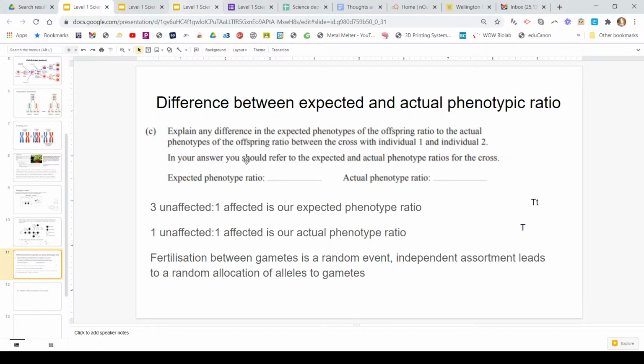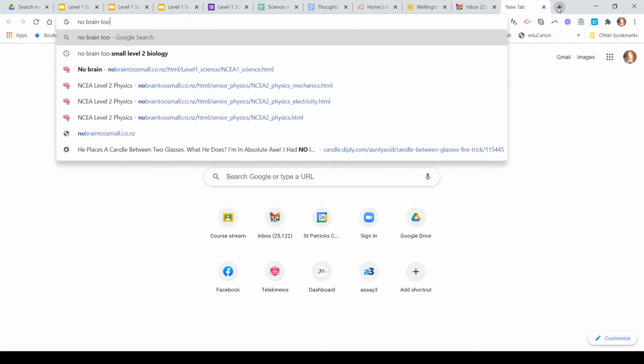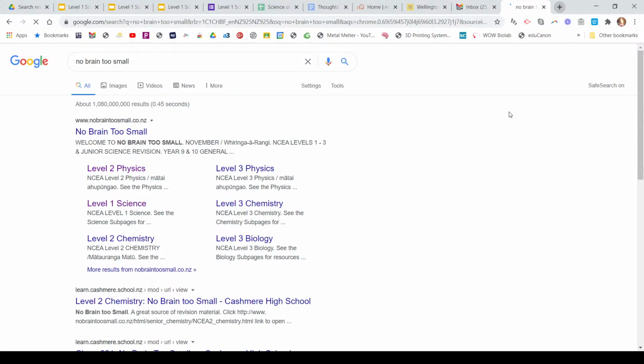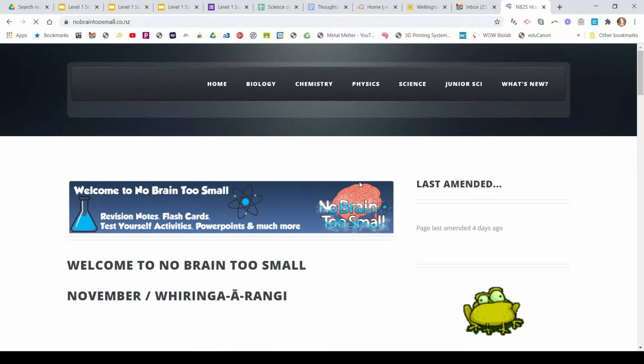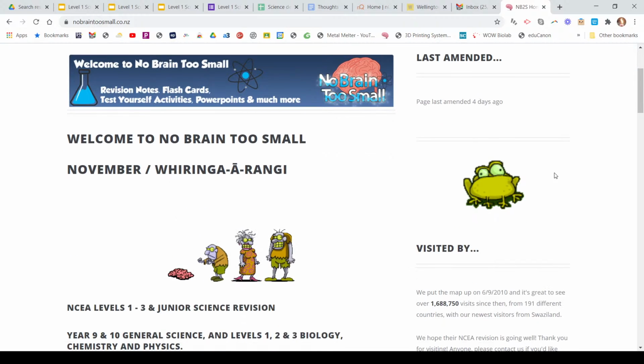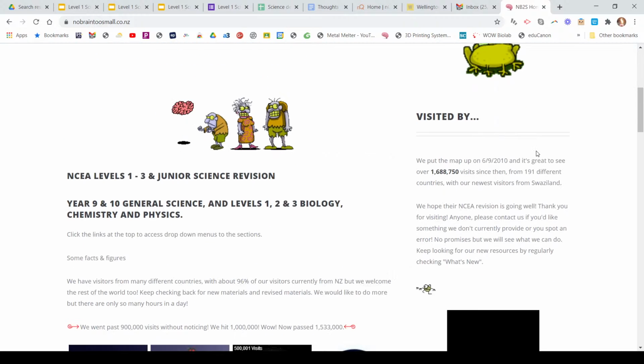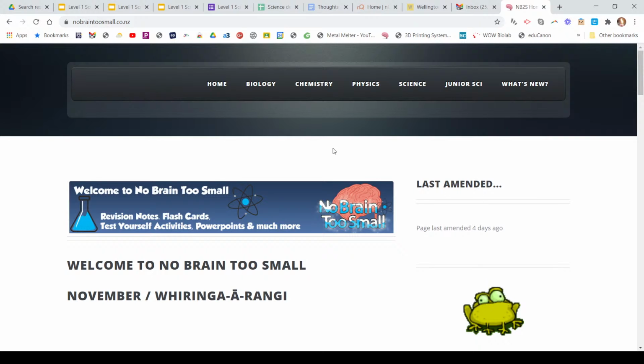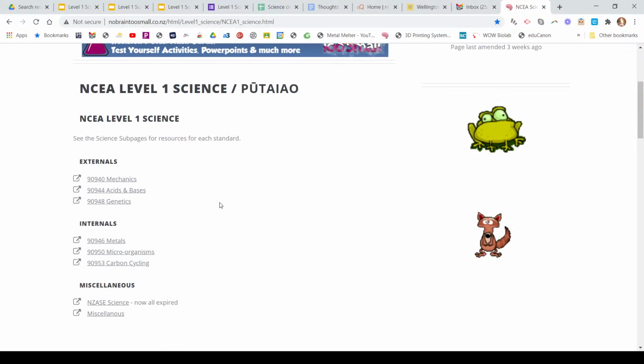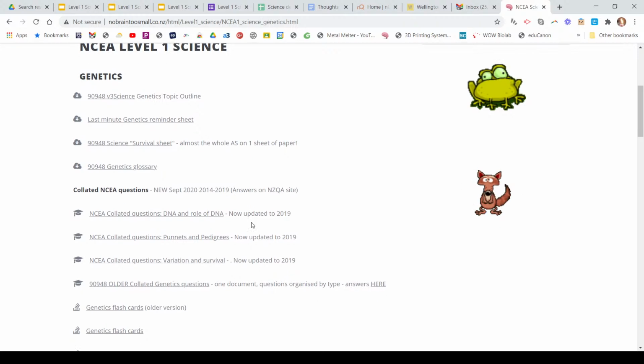I think it might be useful for us actually just to flick over to No Brain Too Small. For those of you who haven't seen that before, this is a really good website. It's created by some teachers. I know some of them work in Wanganui, and I'm always really grateful for this resource. So if we go into science and level 1 science, maybe you could go through DNA replication or variation. And if I go into genetics, then there's a whole heap of resources here which are really good. The last minute reminder sheet and the glossary might be really useful for you.